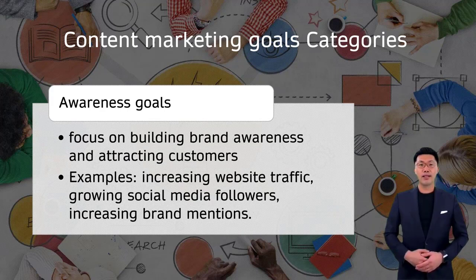The first type of content marketing goal is awareness. This type of goal focuses on introducing your brand to potential customers and building recognition and familiarity. The goal is to reach a wide audience and get them interested in your brand and what you have to offer. Examples of awareness goals include increasing website traffic, growing social media followers, and increasing brand mentions.